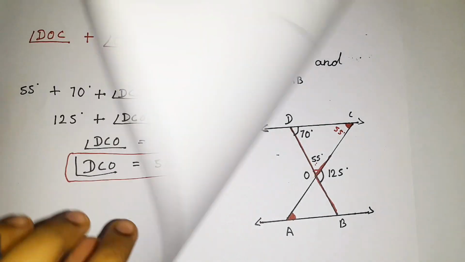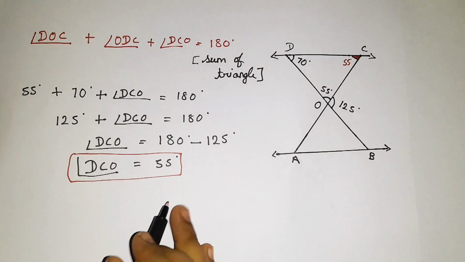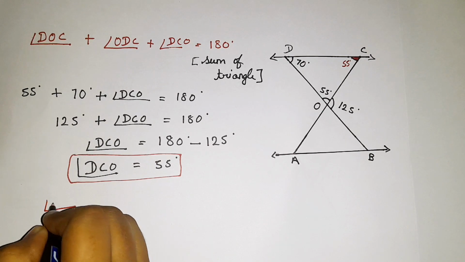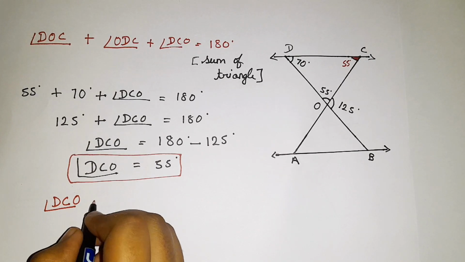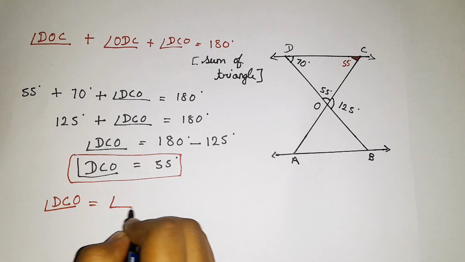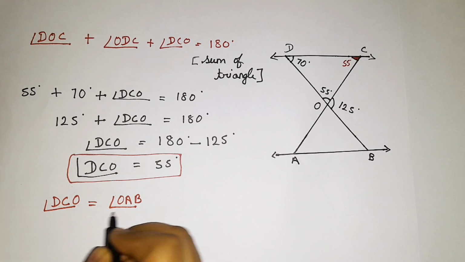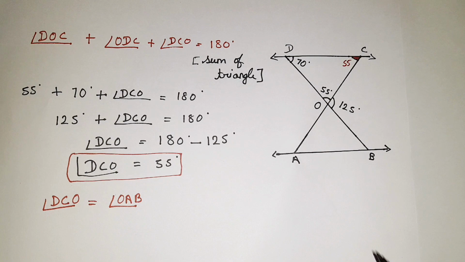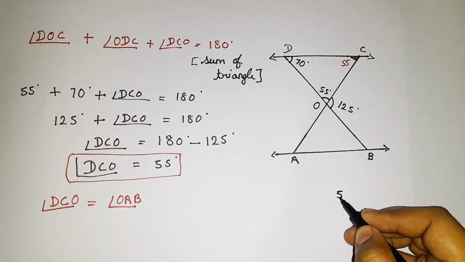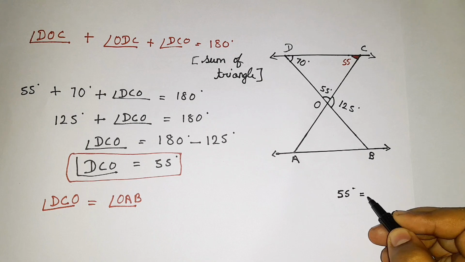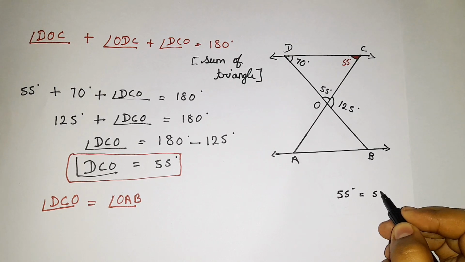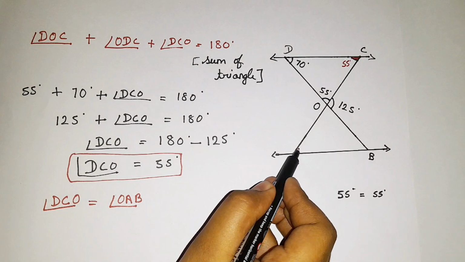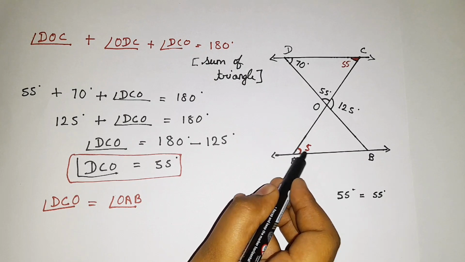Before writing that, I would like to say angle DCO is there, right? So angle DCO is equal to angle OAB. What is the value for DCO? I'll write it here for your understanding. DCO is 55 degrees, am I right? Then since it is equal, OAB is also 55 degrees. You might be wondering how it is possible. Don't worry. So here this is also 55 degrees.